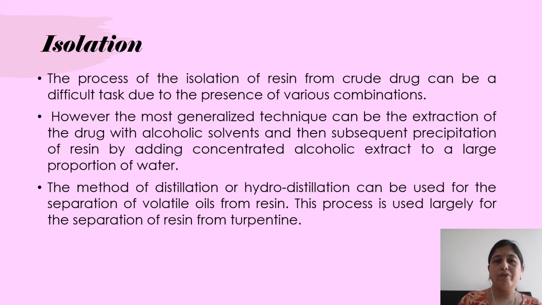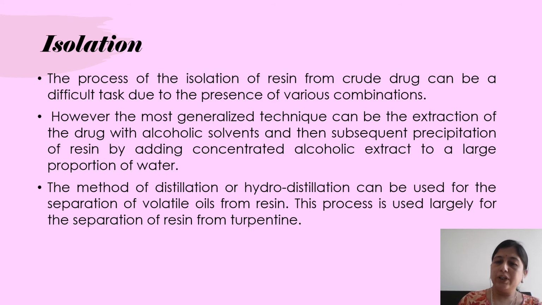Now the isolation of resins. The isolation process of resins from the crude drug can be a little difficult because it is a combination of products which have to be isolated. However, a general technique can be used: we extract the drug with alcohol, generally methanol or ethanol, and after that we precipitate this alcoholic extract by addition of a large proportion of water. When the large proportion of water is added, the resin starts precipitating on the surface.